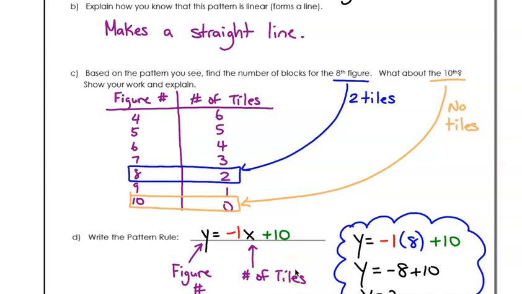Okay. And then what you're going to do, oh, I think I mixed this up a little bit. I apologize. Sorry. This should have been the figure number. My mistake. Please change that on your own notes. This should be the number of tiles. This is your dependent variable. So you always start off with your y. Y equals -1, your rate of change, times your figure number, your independent variable.